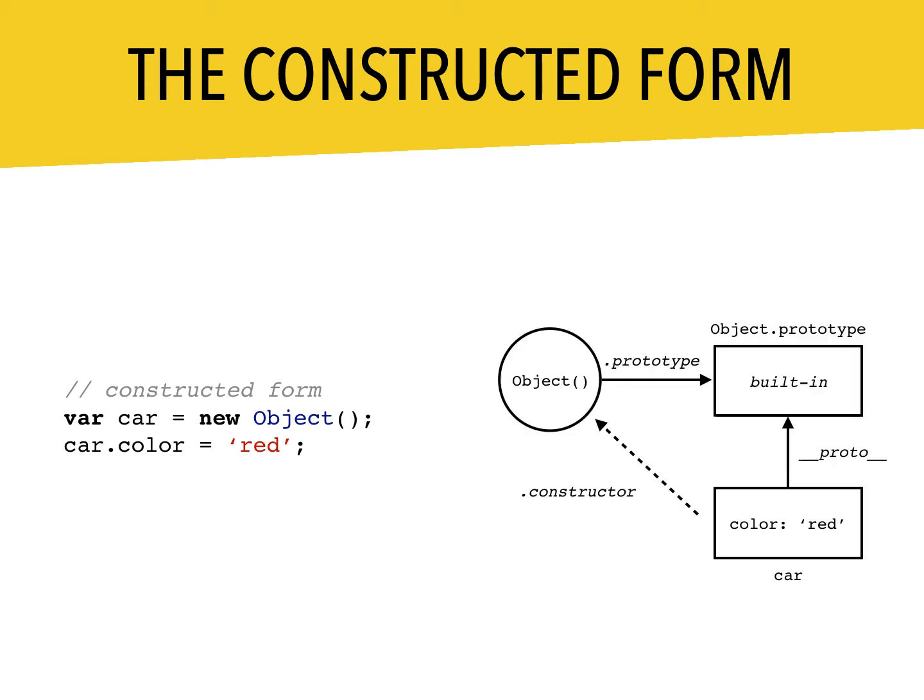So the other way is the constructed form. And here things start to get a little bit complicated. Because the first time that I saw this code, I was like, oh, okay, easy. Here I'm creating a new instance of Object and calling it car. But that's actually not what happens, because Object is not a class, because JavaScript doesn't have classes. Object here is actually a function, and I'm using Object here as a constructor. So basically I obtain the same result, but passing through this constructor Object.